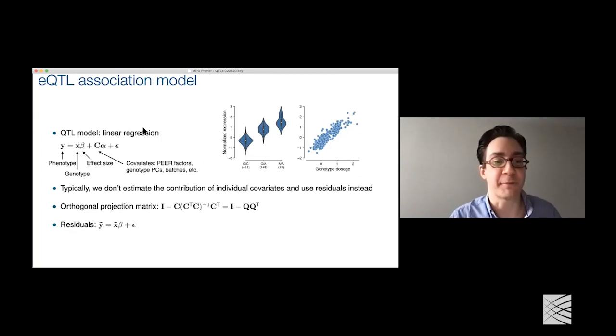The model itself is very simple. It's just a simple linear regression of genotype onto phenotype with a set of covariates that I've discussed. So these PEER factors, genotype principal components, and some technical batches that we may want to include, especially if there were technical batches on the genotyping side. Importantly, typically we don't really care about the coefficients of these covariates, so we just residualize the phenotype and genotype relative to these covariates using the orthogonal projection matrix, which should be pre-computed, and this residualization can be done very efficiently.